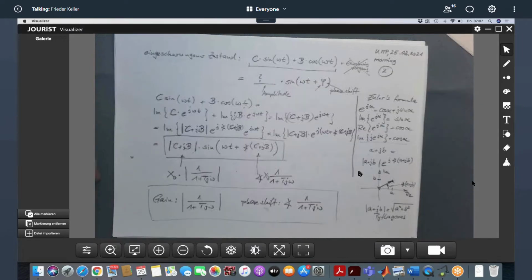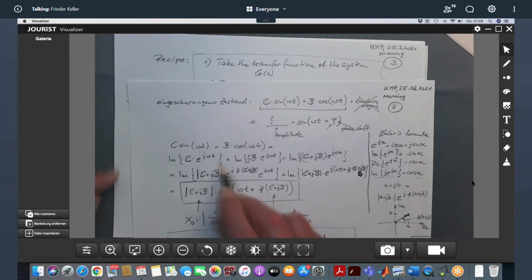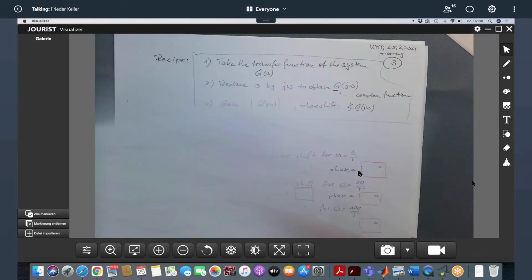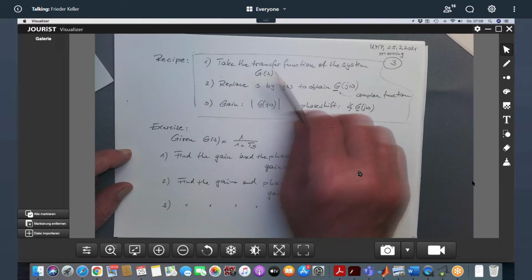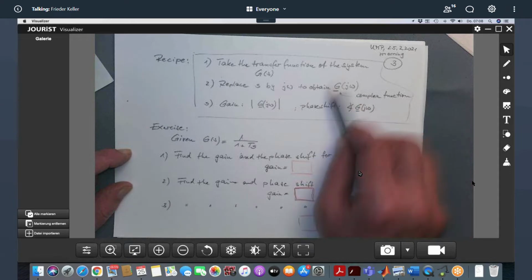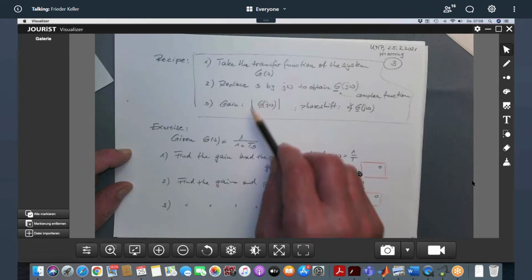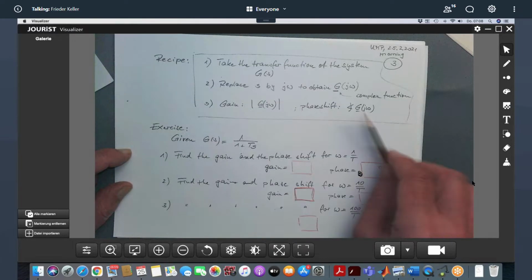And finally, we have formulated that recipe here once more. This is what you should keep in mind. I will not ask you in the exam to calculate stuff like that; that was only to derive this final result. But this here is an important thing: take the transfer function of the system G of s, replace s by j omega to obtain a complex function, and then obtain the gain by taking the absolute value, and take the angle to obtain the phase shift.